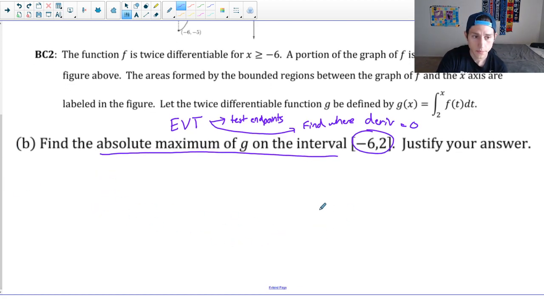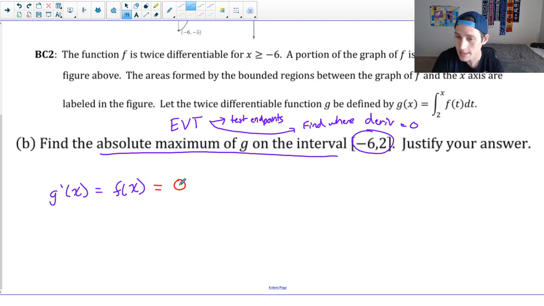Okay. So I already know that I have -6 and +2 to test. So let's figure out what else I need to test. Again, let's figure out where the derivative is 0. So g prime of x, the derivative of g. Well, we already decided from our last problem that the derivative of g is the same thing as f. And as we do in so many cases, we want to set that derivative equal to 0.